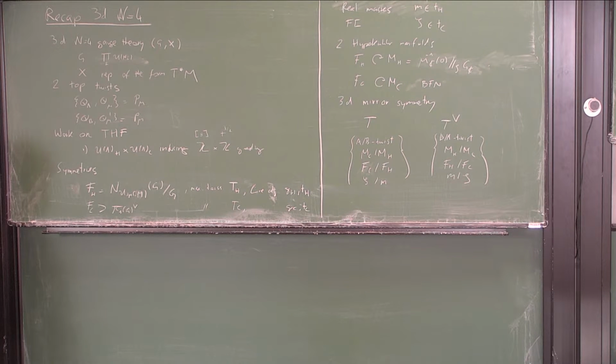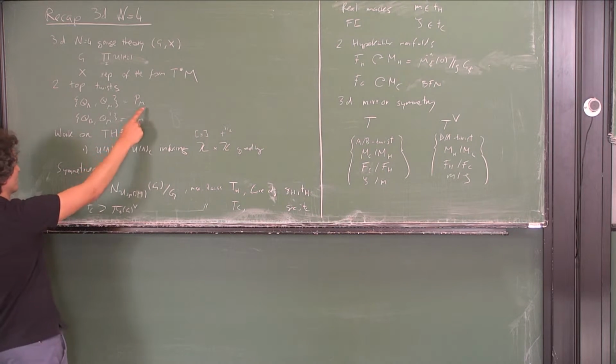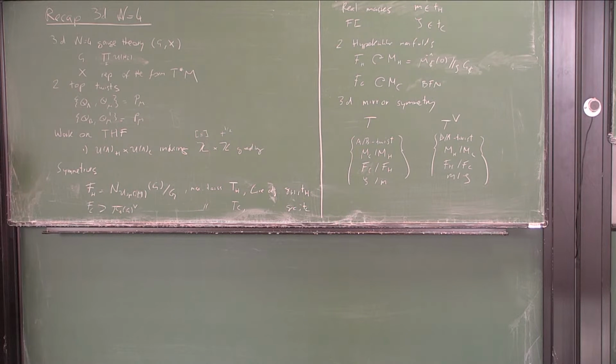Then, as Justin said, there are two topological twists that one can define. Physically, one might think that if we work in the cohomology of one supercharge, then translations are exact. There are two equivalence classes of these supercharges. We may pick one, Q_A and Q_B.